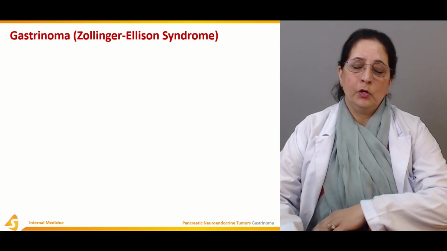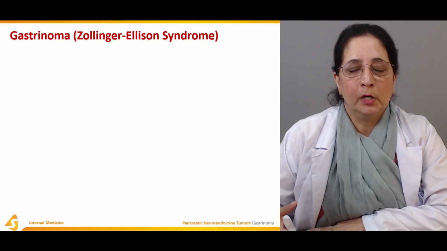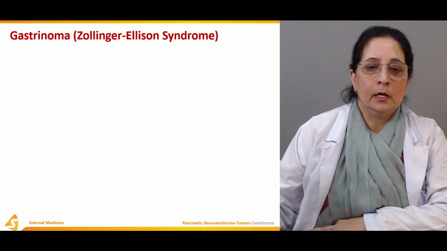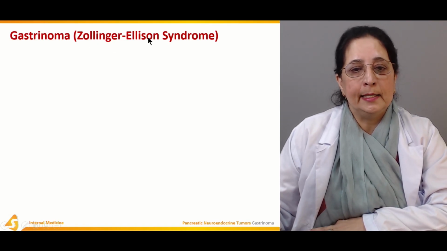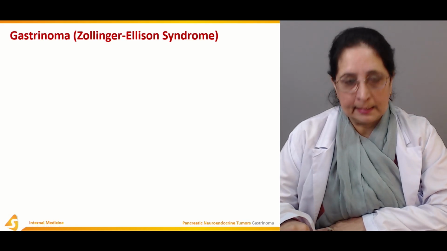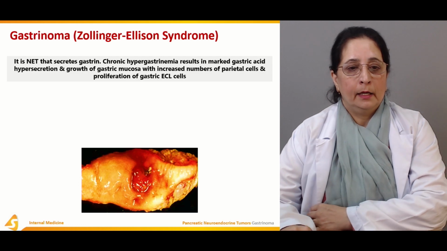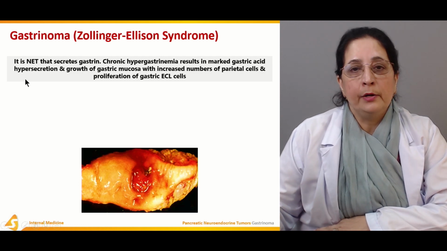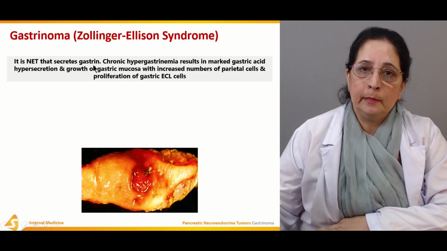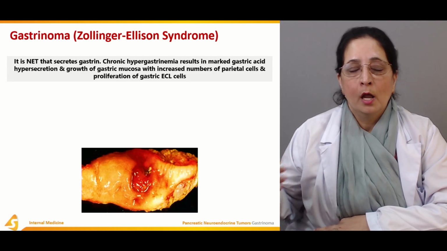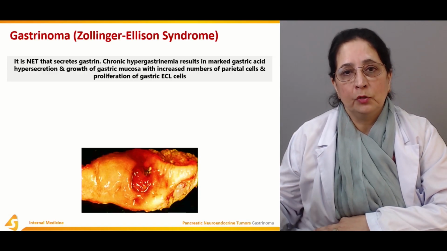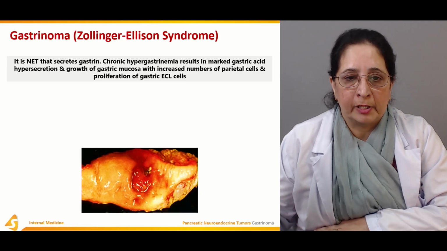First, the gastrinoma. What is a gastrinoma? What are the features of the gastrinoma? Gastrinoma causes Zollinger-Ellison syndrome. So gastrinoma is Zollinger-Ellison syndrome. It is a neuroendocrine tumor that secretes gastrin. As the name shows, gastrinoma is a gastrin-producing tumor that secretes gastrin.